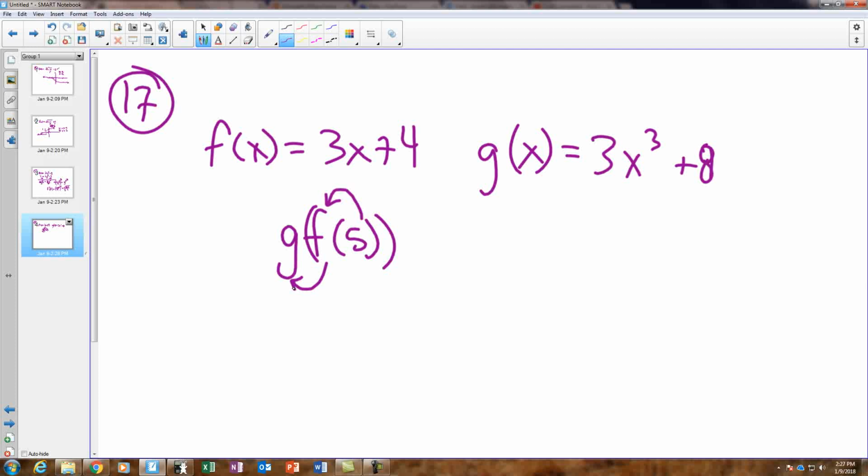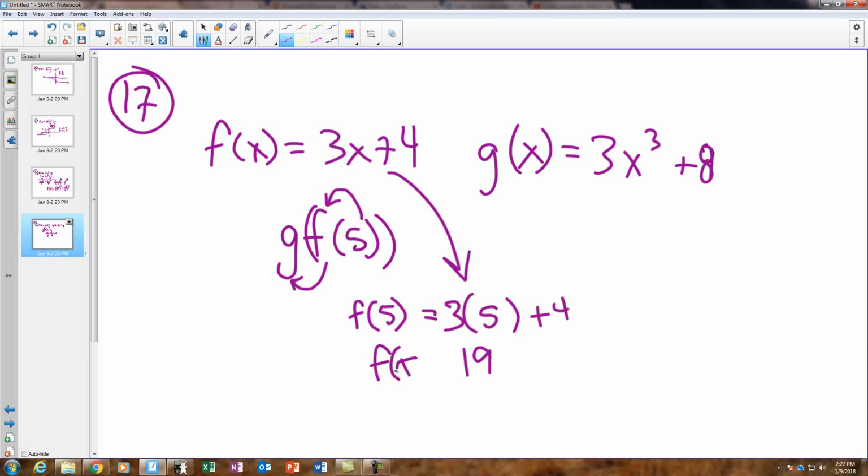So I'm going to start with the f of 5 idea. That's 3, but instead of putting an x, I'll put the 5, plus 4. So I'm literally taking this f equation and I'm just putting 5 in for x. What's 3 times 5? 15 plus 4 is 19. Okay, so f of 5 is 19.